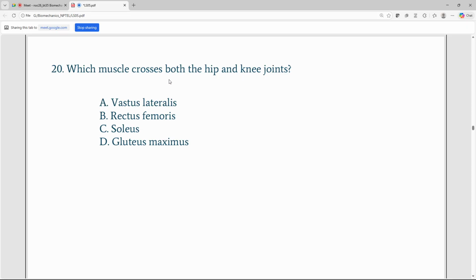Which muscle crosses both hip and knee joints? Options are vastus lateralis, option B rectus femoris, option C soleus, option D gluteus maximus. The question is, which muscle crosses both hip and knee joints?